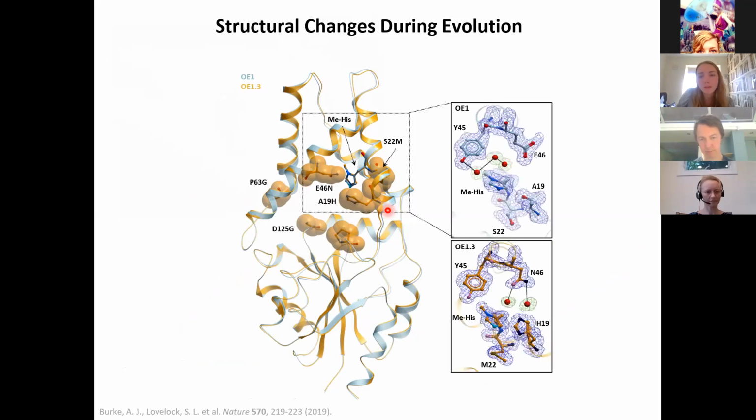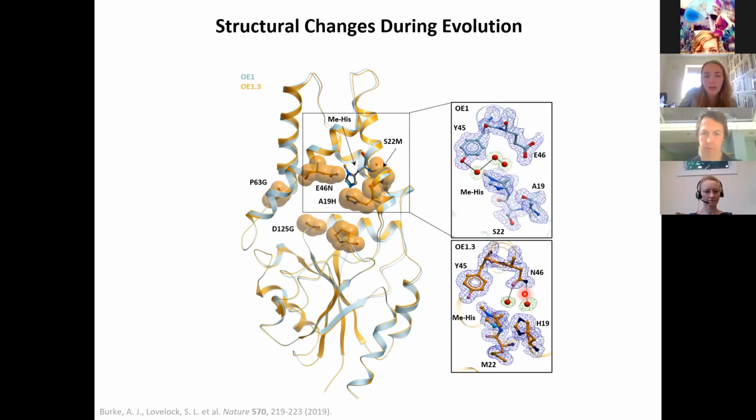So if we zoom into that area, we can see that this asparagine mutation that emerged in the second round of evolution is now coordinating 2 ordered water molecules in the active site. So this is creating a network of polar interactions that could be useful for proton transfers or in the hydrolysis, second step of the reaction.